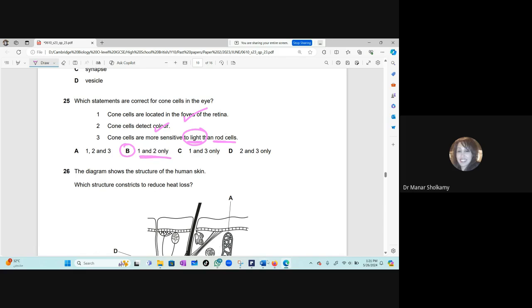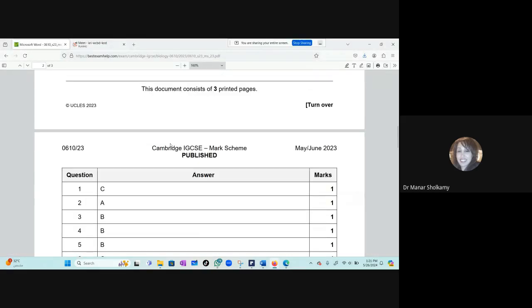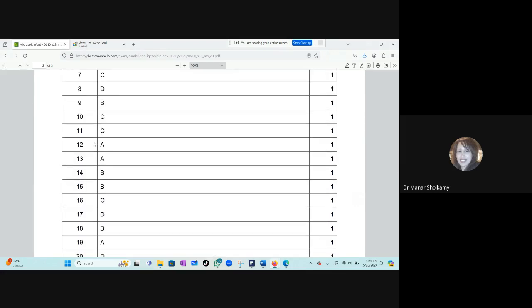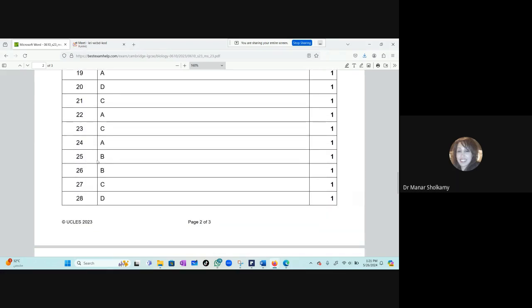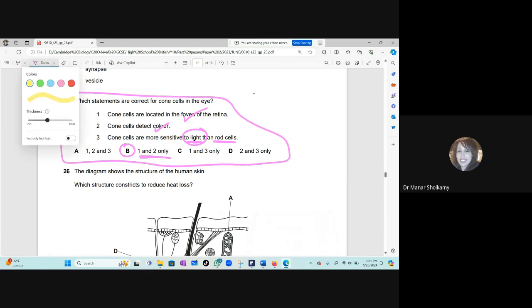Let's go check. 1 minute. This is the mark scheme. This is June 23, paper 23, correct. 25B. Yes. Didn't we say B? 25B. So here they're trying to confuse you. They are very tricky. I'm going to also highlight this question, so that you go back and look.